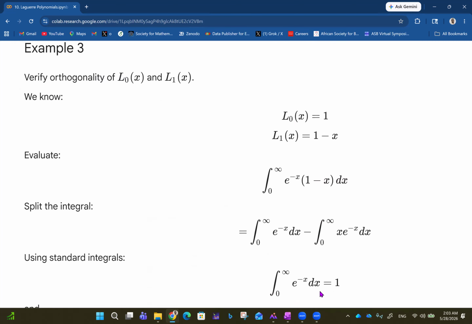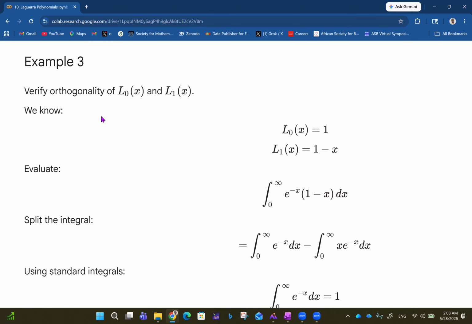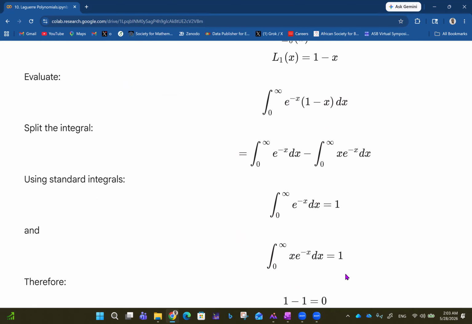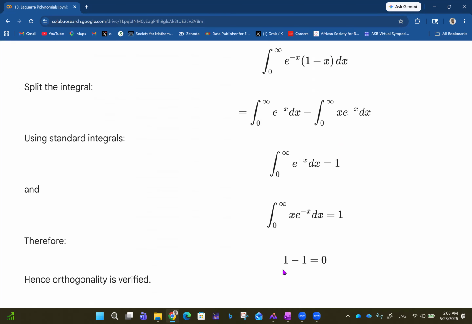Example 3 now: you want to verify orthogonality of L naught of x and L1 of x. L naught of x is 1, L1 of x is 1 minus x. So you evaluate the integral from 0 to infinity of e raised to minus x, times (1 minus x) times 1, dx. You split the integral: e raised to minus x times 1, then e raised to minus x times x. Using standard integrals, the integral of e raised to minus x dx gives 1, and the integral of x e raised to minus x dx also gives 1. Therefore you subtract, 1 minus 1, and the answer is 0.